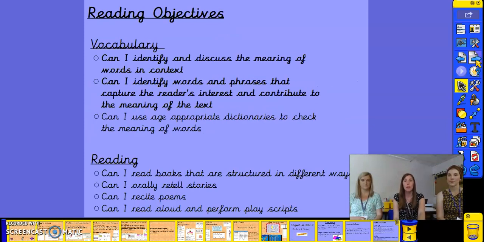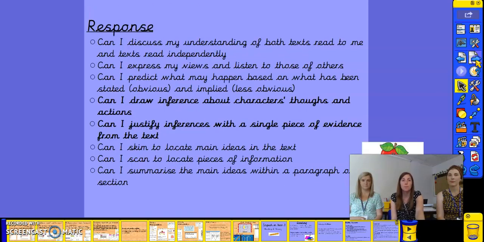In class, we will be starting whole class reading sessions. So these are some of the objectives that we'll be covering. As you can see, they are grouped into different categories around vocabulary, about reading whole books, about retelling different stories. And these are some of the things we'll be doing. These ones here are about children's response. So being able to justify their inferences is a really important part of the Year 3 reading curriculum, and therefore lots of reading at home and lots of discussion about what they have read will really help with this.